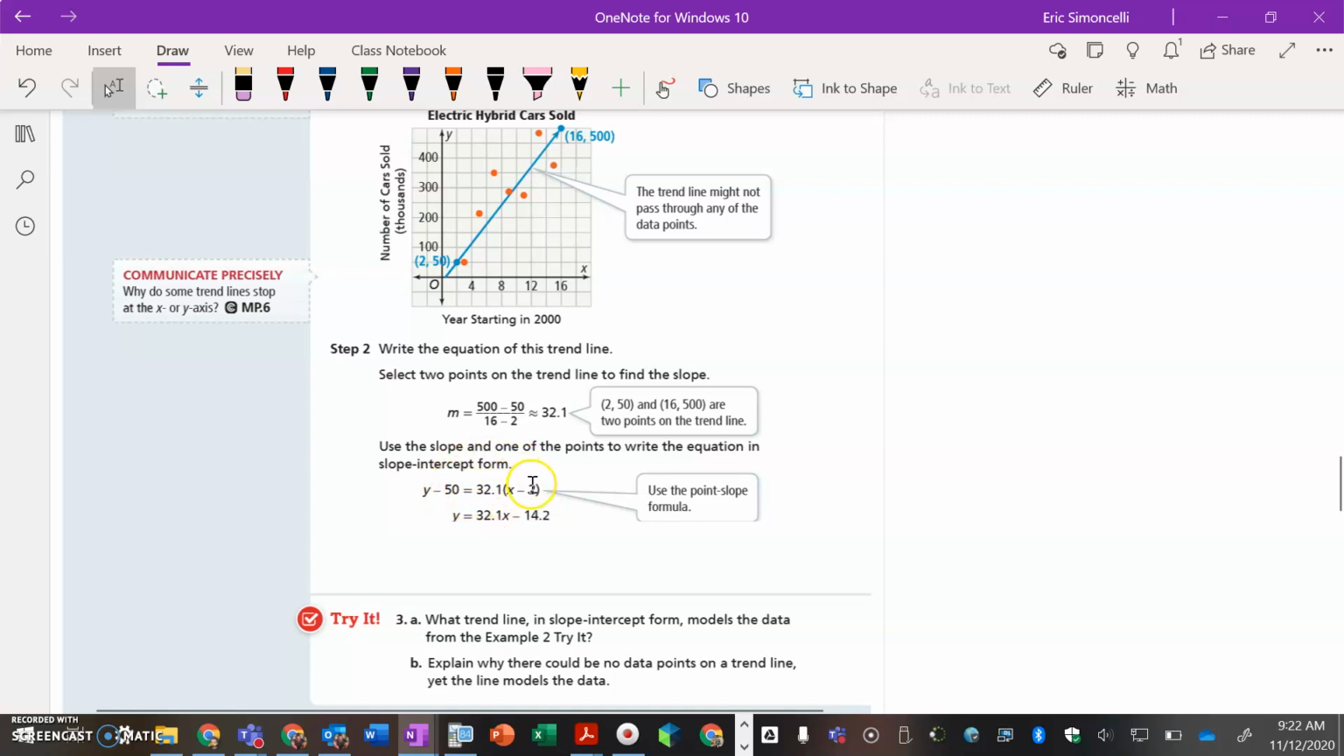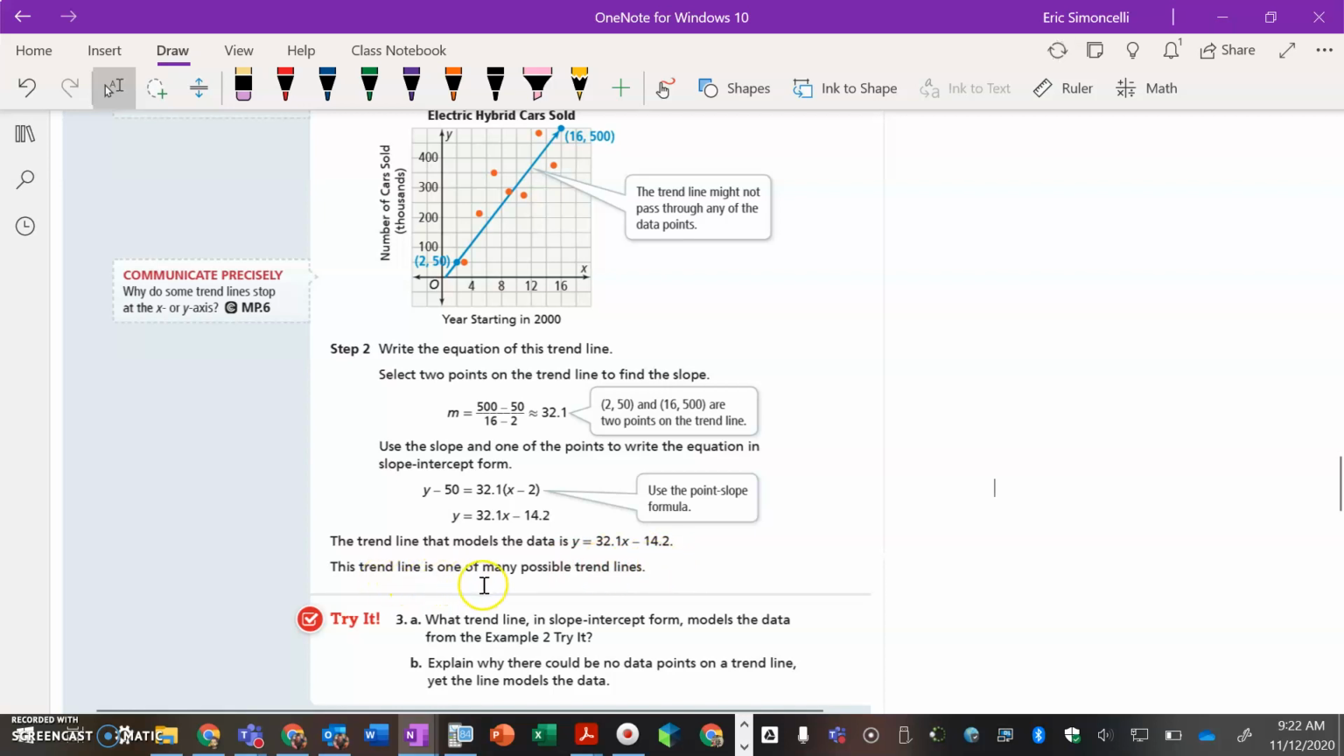They distributed the 32.1, and then they added 50 over, so that your y-intercept is negative 14.2 with a slope of 32.1. Slope-intercept form of the trend line is as such. Okay, so we can see here again that the trend line has an equation format as such. It's modeling the data: y equals 32.1x minus 14.2.